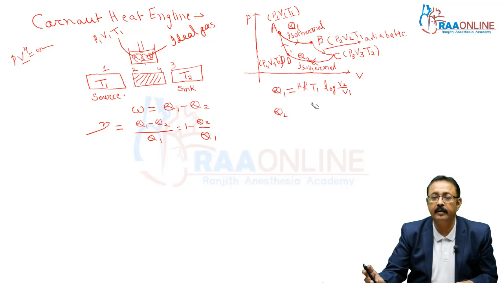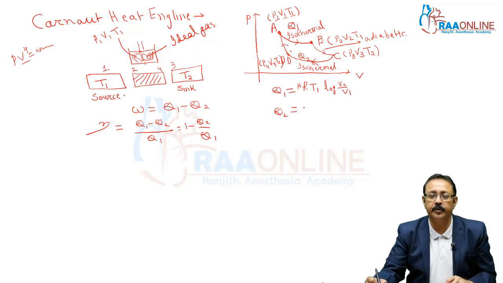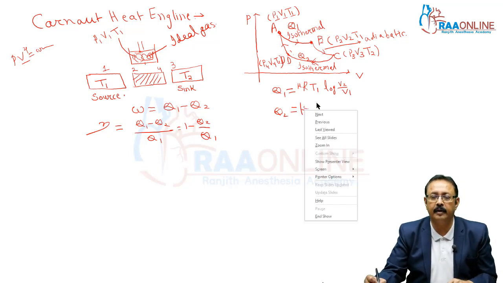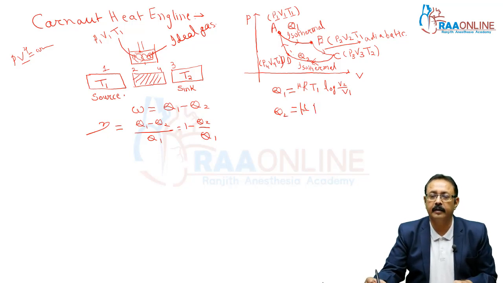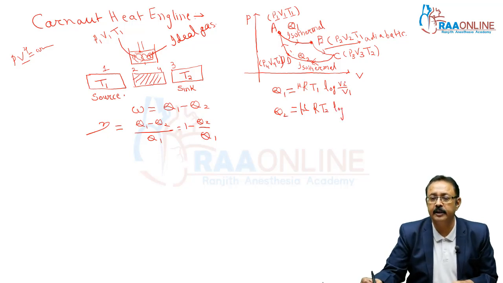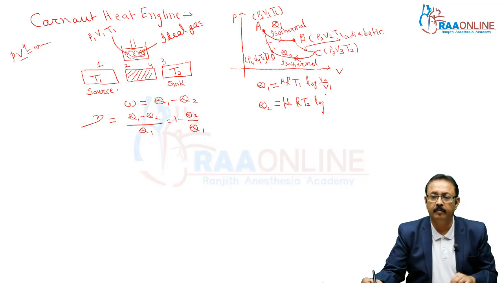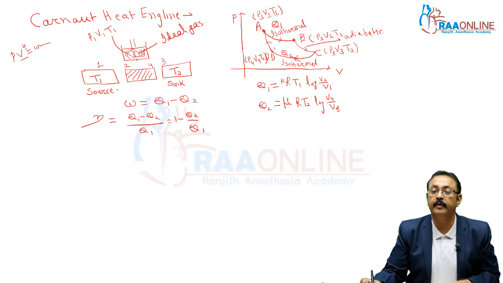What was Q2? When we went from C to D, at that time work done was equal to Q2, means mu R T2 log. What was the final volume? In this process, it was V4 by V3.